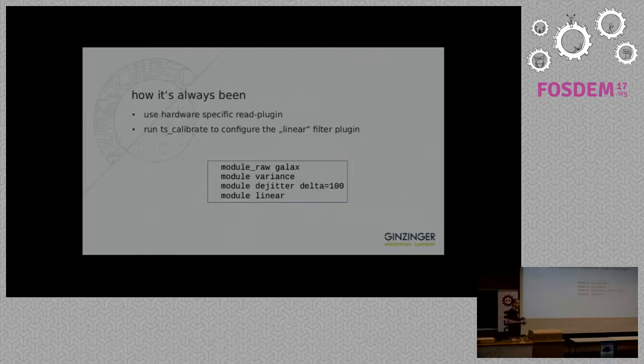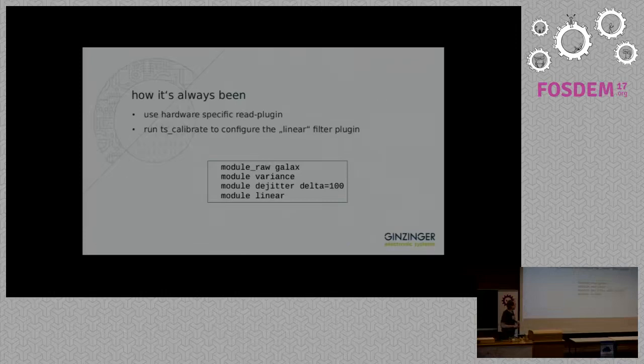And you would apply, in this case, 3 filters to it. You know what they actually do. Variance tries to filter out huge jumps in touch samples that shouldn't be there. Dejitter, for when you don't move your pen or finger. This is especially on resistive touchscreens. The hardware would have jitter. And linear does a real linear transformation of your X and Y positions.